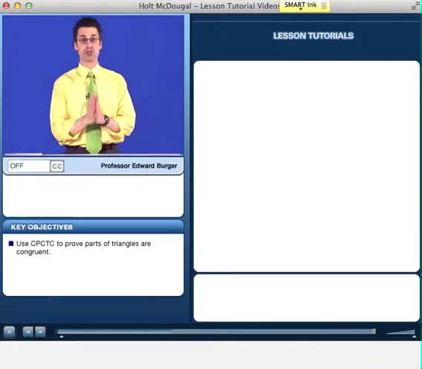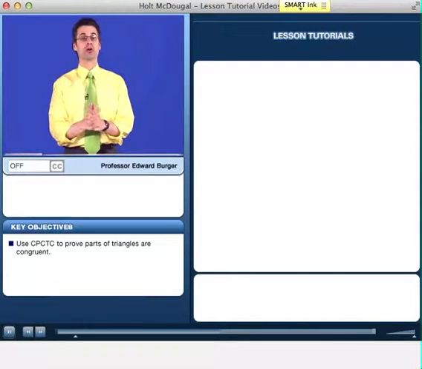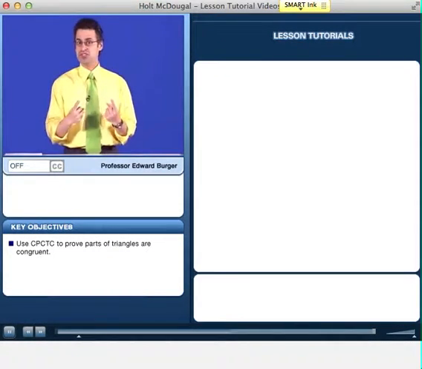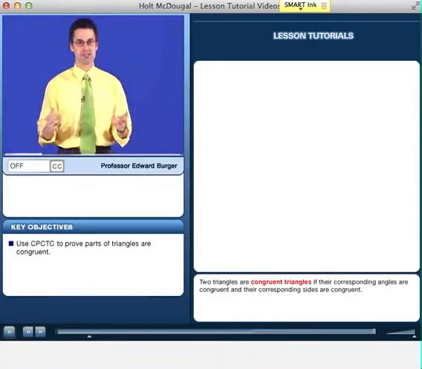The definition for two triangles to be congruent is that corresponding parts are congruent: corresponding sides and corresponding angles are all congruent. It turns out we can use that fact to extract information, whether it's real-life questions or geometry questions. Let's take a look.